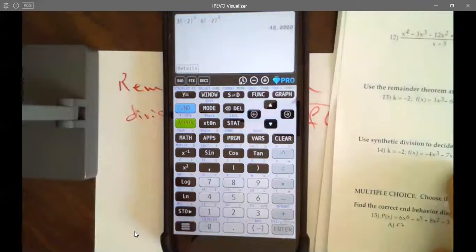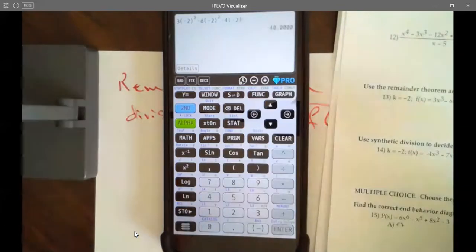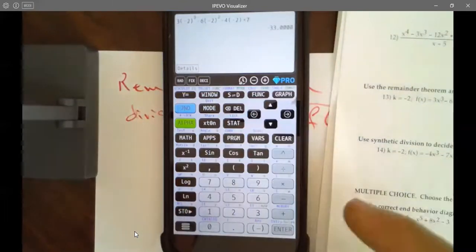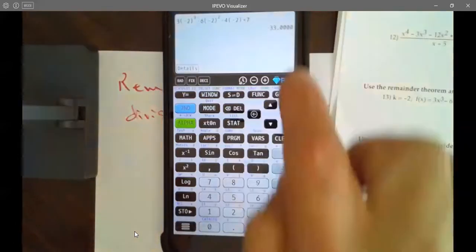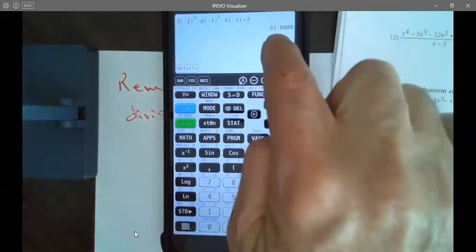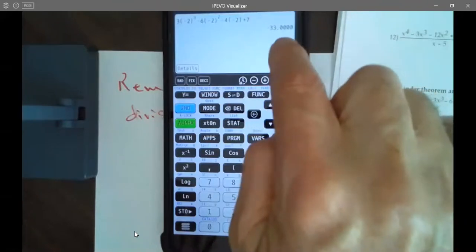Okay, -4, and then open parentheses, -2, close it, +7. And I didn't even have to hit enter. Sometimes you have to hit enter to get the answer, but that's your remainder right there. If you were to use synthetic division, you should get the same remainder at the very end.